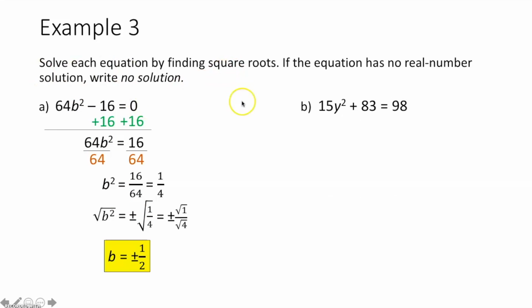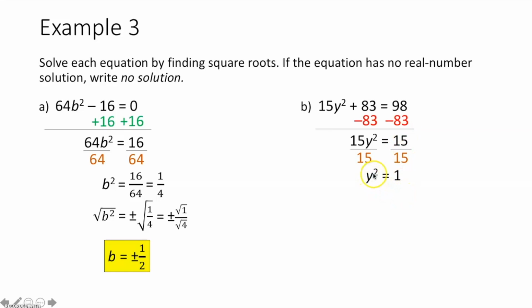For part B, doing the same thing, we want to get y by itself. So what we're going to do is we're going to subtract this 83 to the other side. What's 98 minus 83? That's going to be 15. And then I need to get y squared by itself still, so I have to divide both sides by 15. These 15s are going to cancel each other out. That's why we did it. Over here, what's 15 divided by 15? Oh, those also cancel each other out and just leave me with 1.